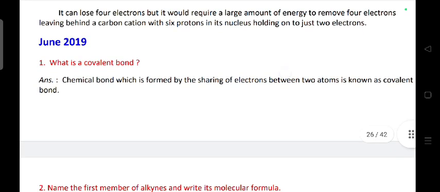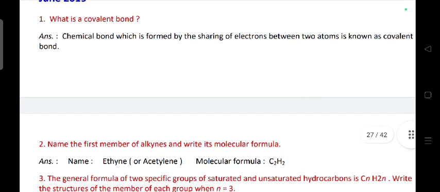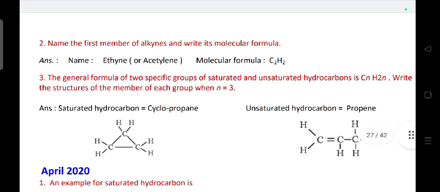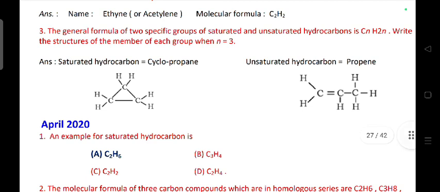Next, in June 2019: what is a covalent bond? The chemical bond which is formed by the sharing of electrons between two atoms is known as a covalent bond. Name the first member of alkynes and write its molecular formula, that is ethyne or acetylene. Molecular formula is C2H2.